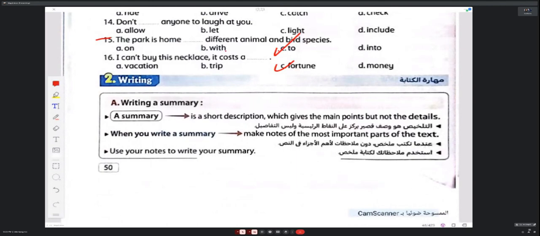Write a summary. To write a summary, we write about the main points and the keywords. We use the keywords and main points when we write a summary. We give information when writing a summary. Use your notes to write a summary.